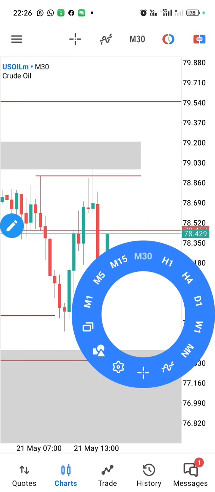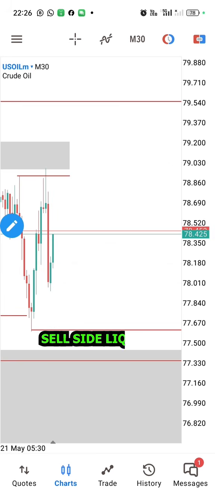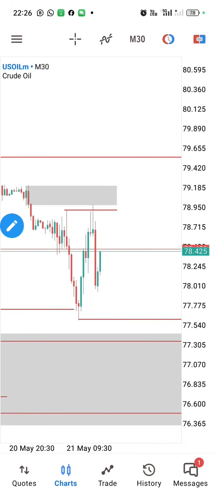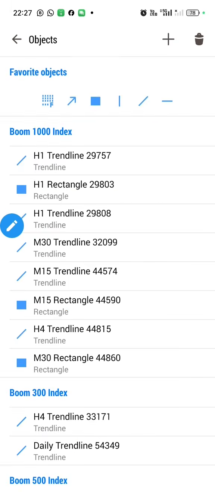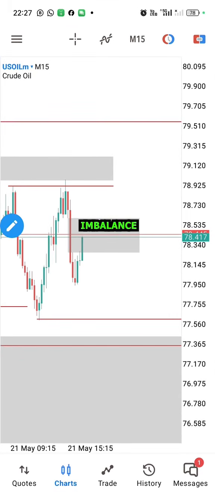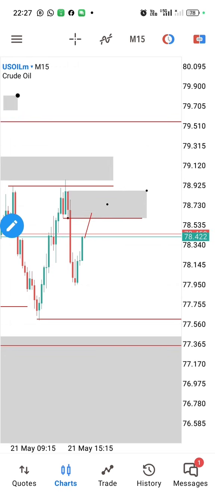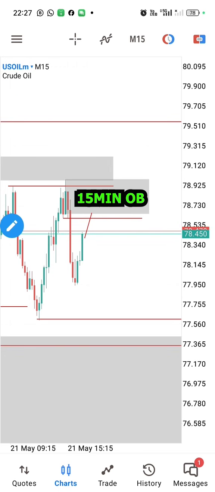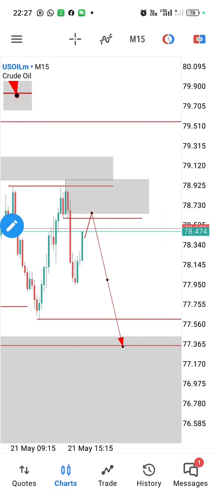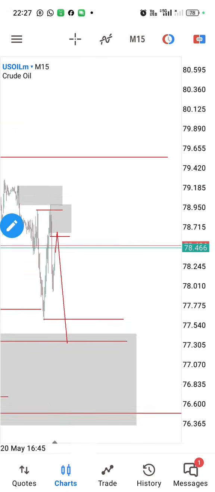So yeah, what I think price has to do is reach for that internal sell side liquidity while it does our plan, which is fill the imbalance and then shoot up. It created a huge imbalance as it shot down to the internal sell side liquidity. So my guess is price has to go back up and fill that fair value gap and then hit the 15-minute order block, and after it hits the 15-minute order block, we know it's going to be headed for that internal sell side liquidity.